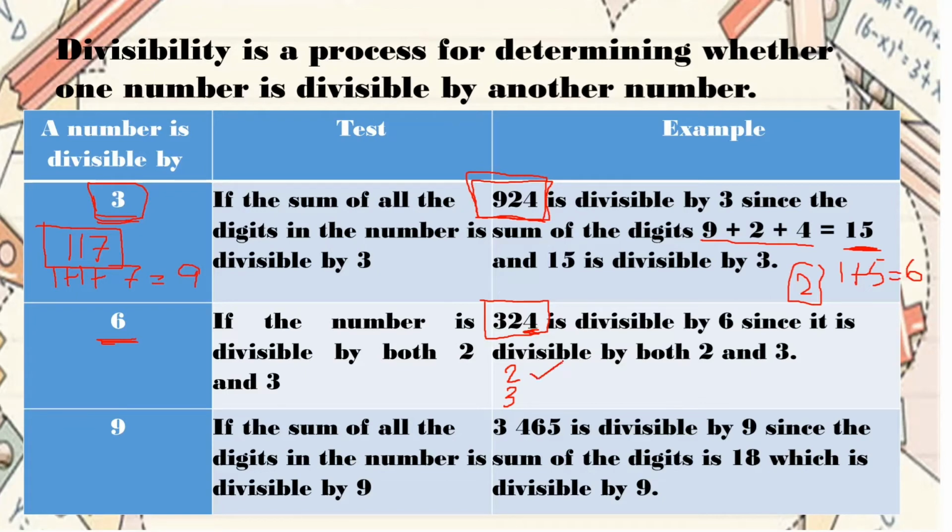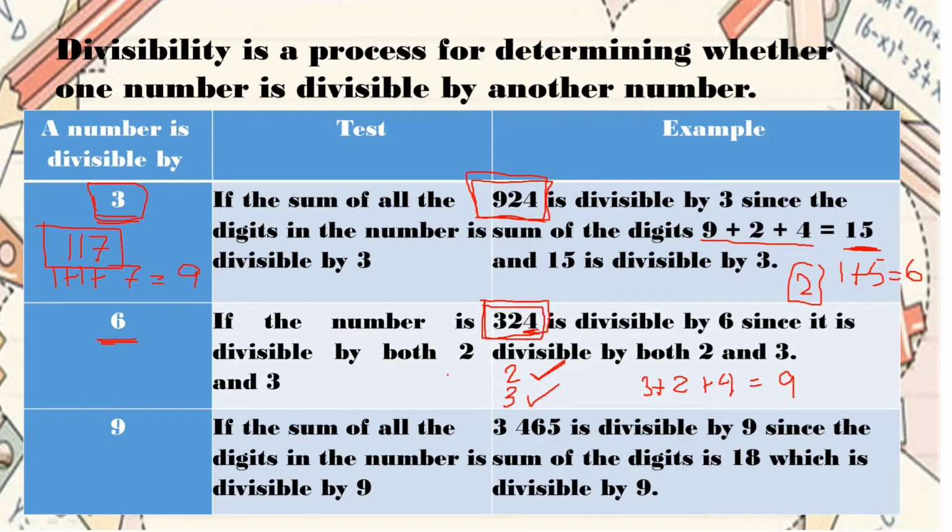So, let's check the 2 dahil divisible by 2 siya. Now, let's check if this is divisible by 3. So, how are we going to check if the number is divisible by 3? We are going to get the sum of the digits. So, 3 plus 2 plus 4: 3 plus 2 is equal to 5, and 5 plus 4 is equal to 9. And then 9 is divisible by 3. So therefore, lagyan natin ng check to dahil divisible siya ng 3. If pareha siyang may check, then 324 is divisible by 6.